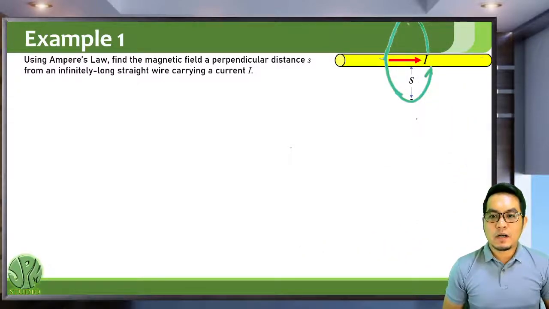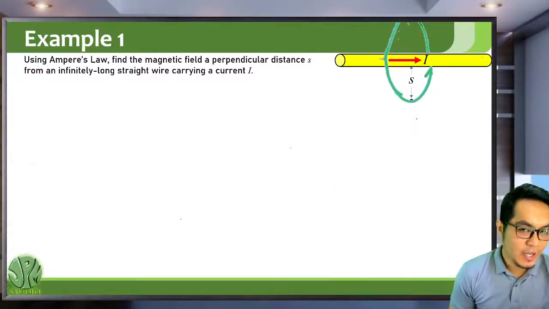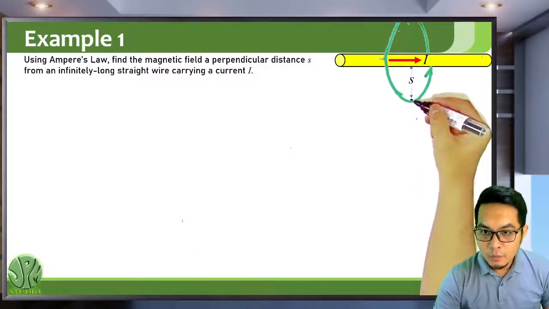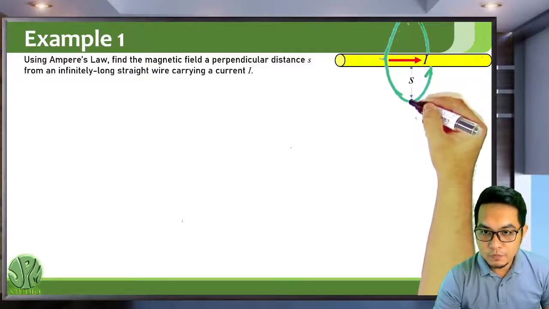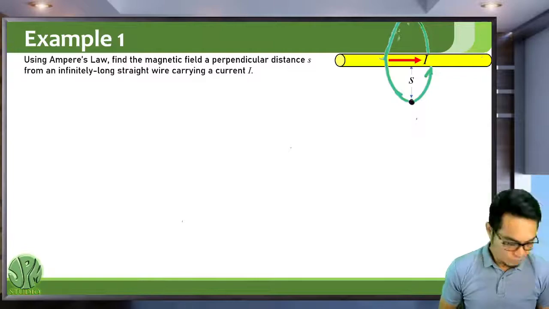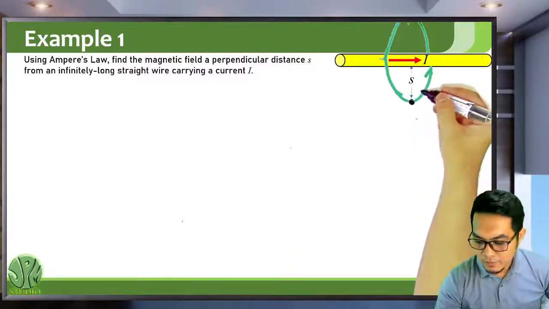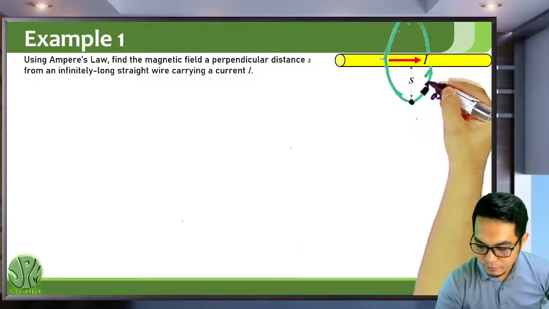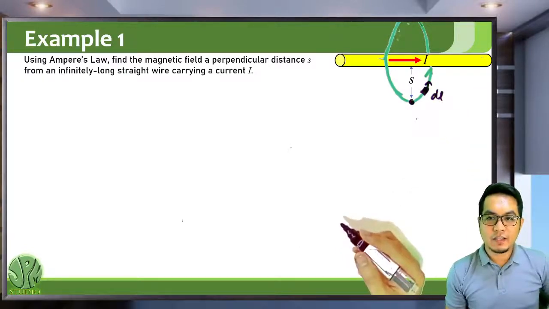So that's our Amperian loop. It includes the point S. And then we will use the integral form of Ampere's law. So here this is our dl, and it's in the phi hat direction.